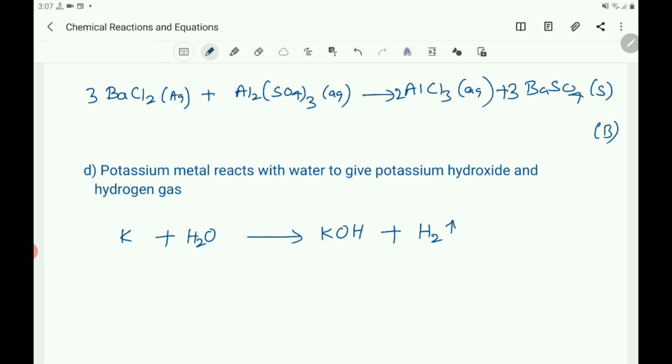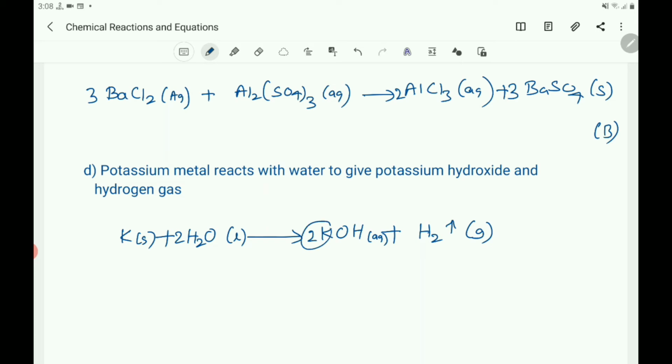Write it with an upward arrow here. And you know that potassium is a solid. Water is a liquid. Potassium hydroxide is an aqueous solution. Now let us try to balance it. H2 is there. Here H2 plus this H, 3 hydrogen atoms are there. So here you can balance it by making it 2, 2. So you got 4 here.